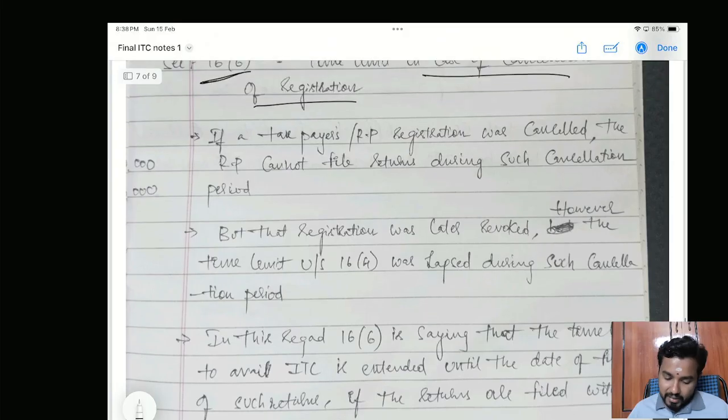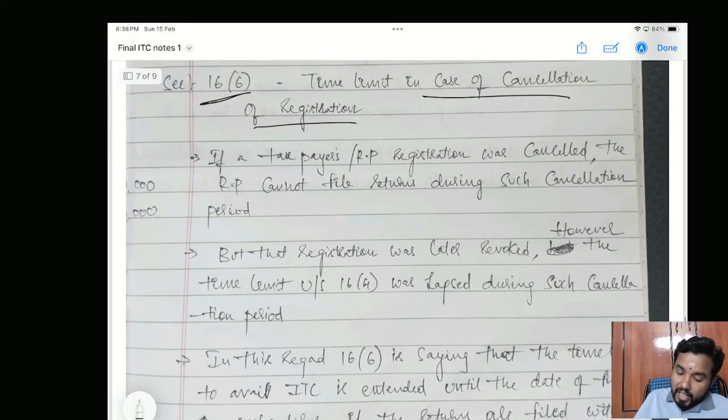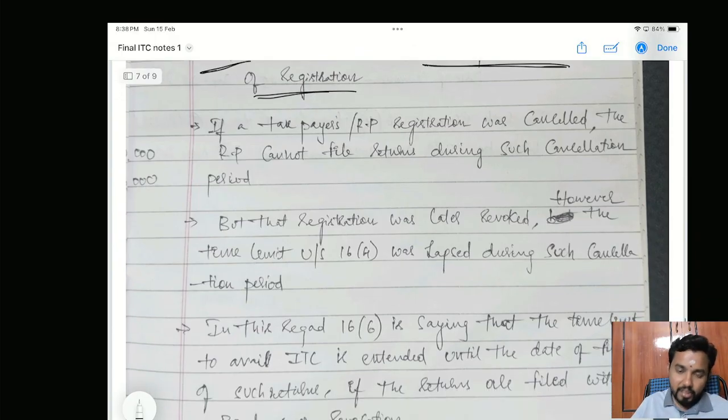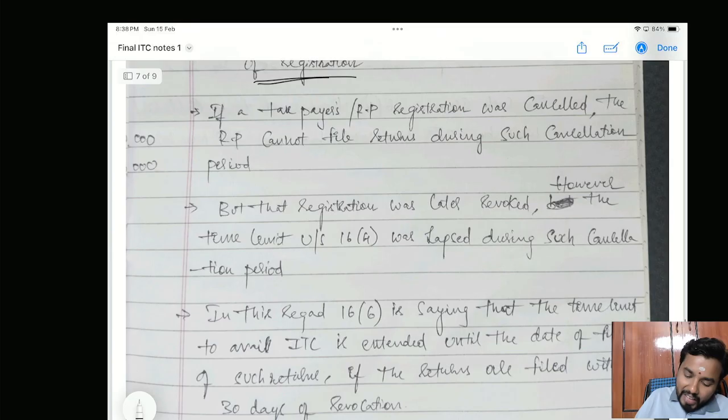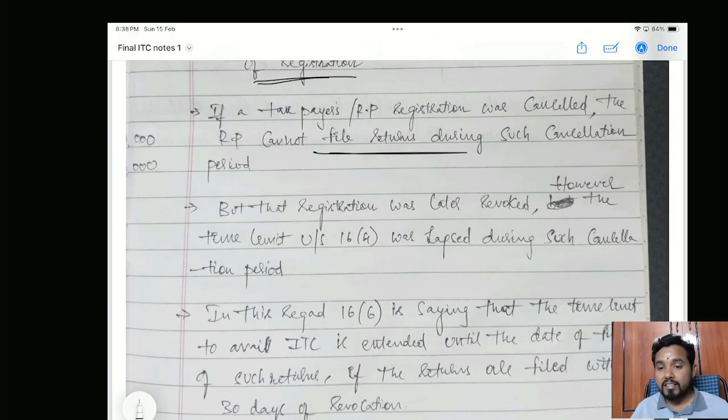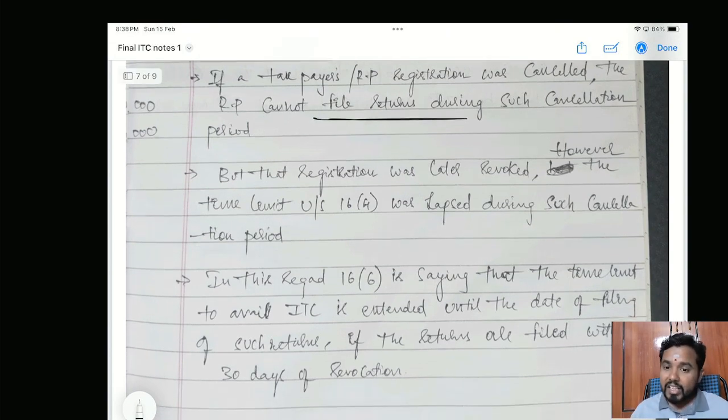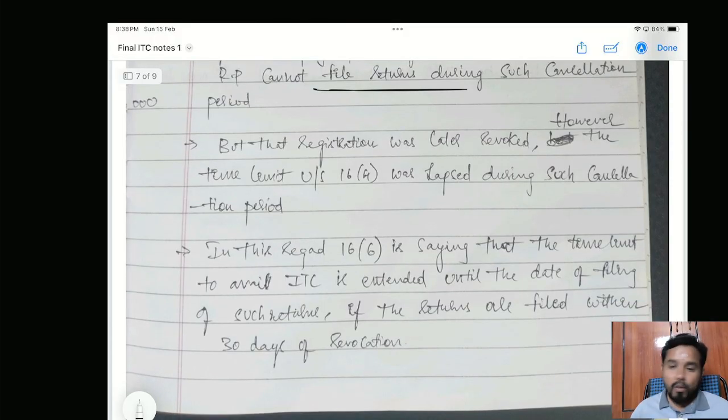Okay, we are discussing this 16 subsection 6, right? So 16 subsection 6 is about the time limit in case of cancellation of registration. If a registered person's registration was cancelled, the registered person cannot file the returns during such cancellation. When your registration is under suspension, you can file the returns. Once the registration is cancelled, you cannot file the return during that cancellation period.